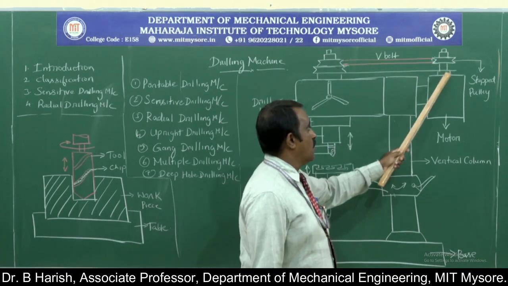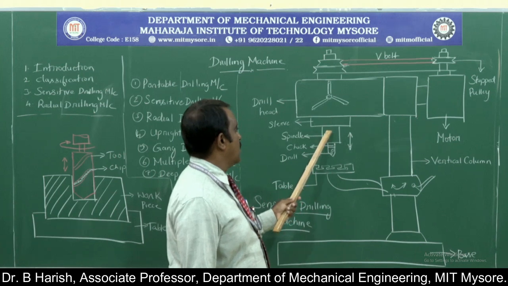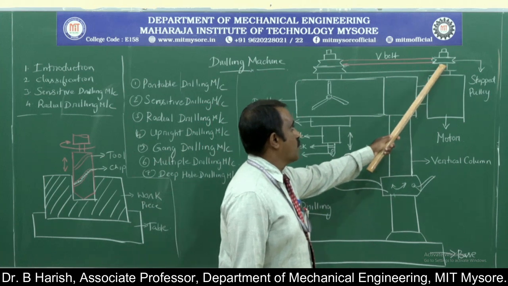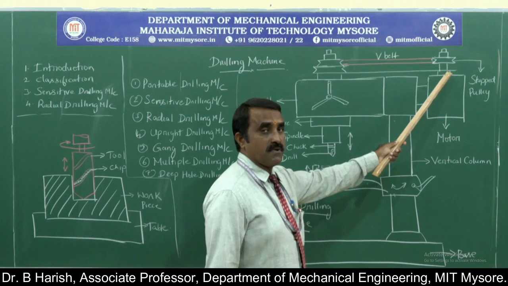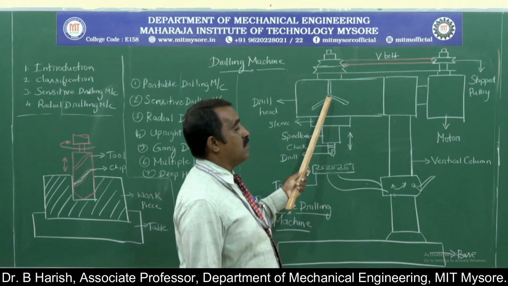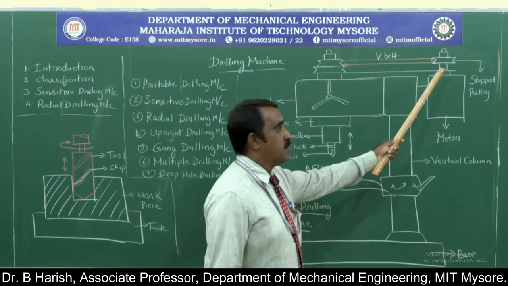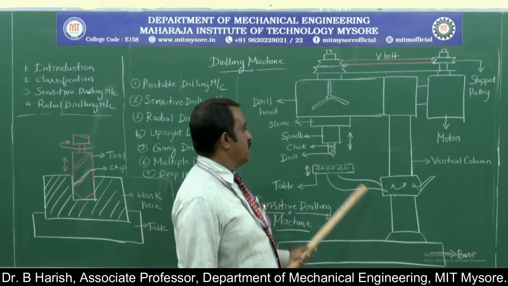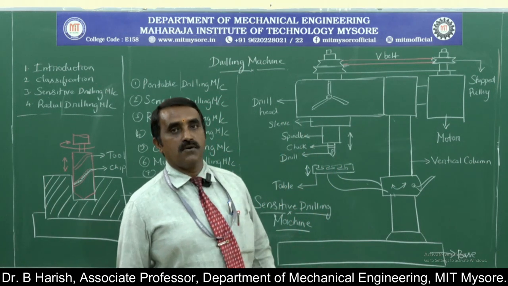And this motion from the motor has to be transferred to this sleeve and the spindle. The spindle has to rotate during the operation. Hence we have this stepped cone pulley and this V belt. The V belt connects the stepped cone pulley on the motor end to the drill head end. So the motion is transferred from here to here with the help of the V belt. So these are the individual parts of your sensitive drilling machine.